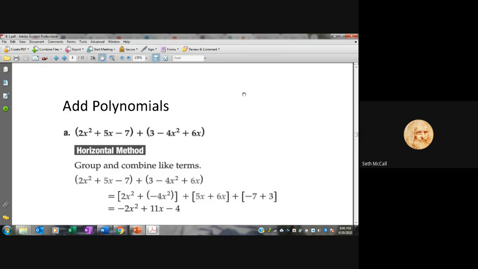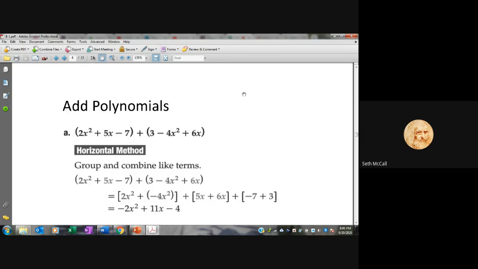So today we're gonna talk about adding polynomials. This kind of goes along with what we did the last time I posted a lecture, in that what they like you to do first when you add polynomials is to make sure the polynomial expressions are in standard form, and the reason why we do that is then we are grouping all of the like terms together.